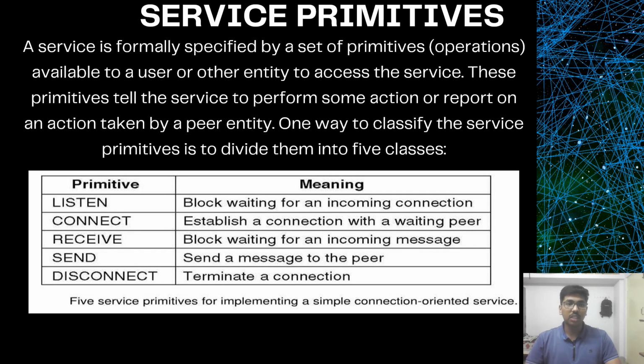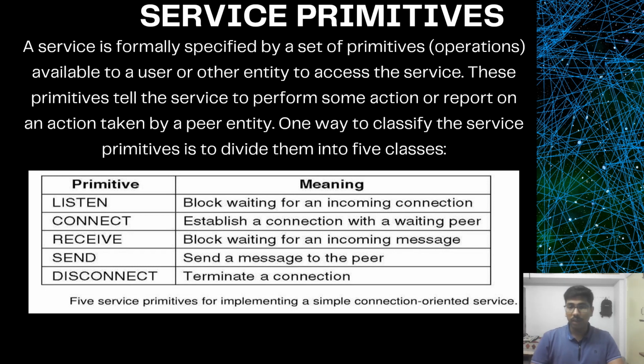Service primitives. A service is formally specified by a set of primitives or operations available to the user or entity to access the service. These primitives tell the service to perform some action or report on an action taken by a peer entity. One way to classify the service primitives is to divide them into 5 classes: listen, connect, receive, send, and disconnect.